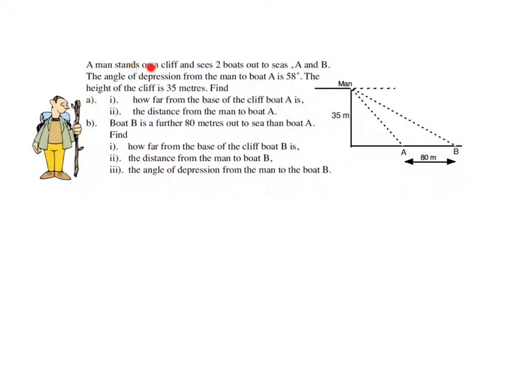A man stands on a cliff and sees two boats out to sea, A and B. So here is C, and here are the two boats A and B. The angle of depression from the man to the boat. So here is the man. The man looks in front. The angle of depression from the man to boat A, and now he starts looking down until he sees boat A. So this angle is 58 degrees.